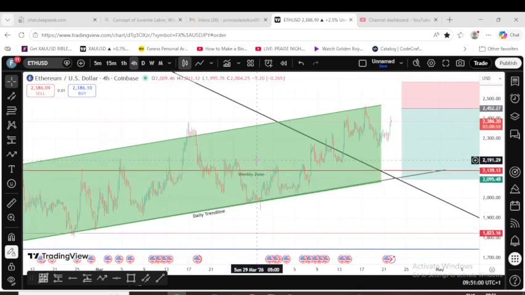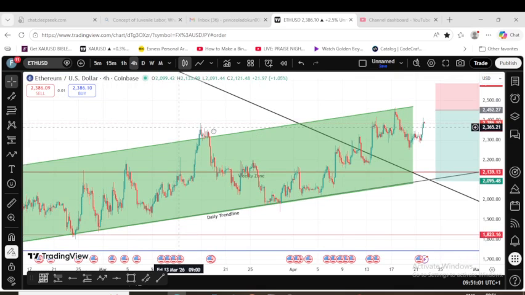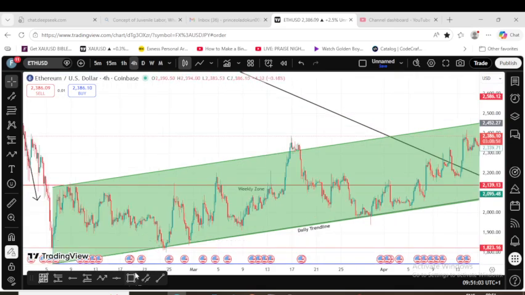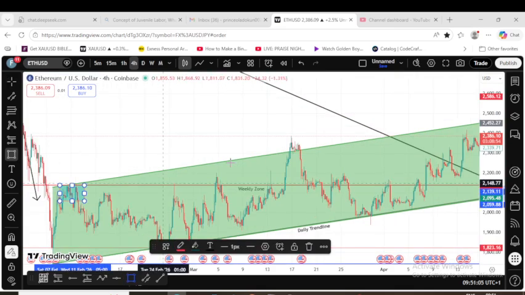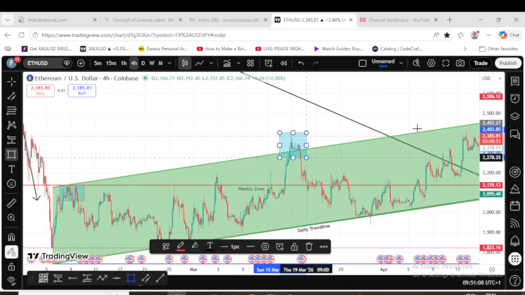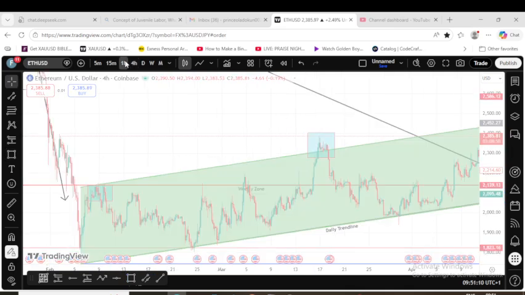Price is in a reverse trend channel. So let's look at these 3 points. Let's look here, let's look here. Okay, so let's go down to the 1 hour time frame and see what we can find.